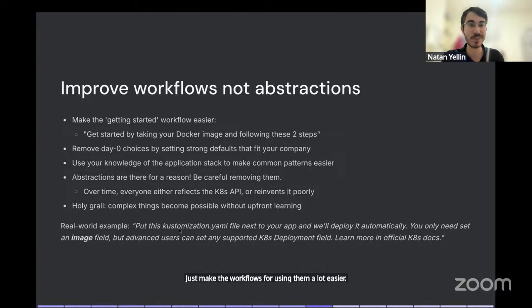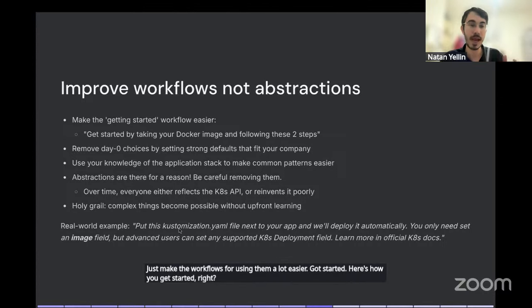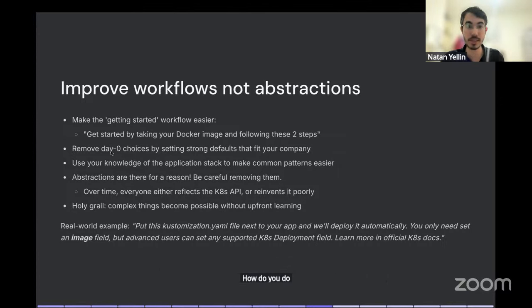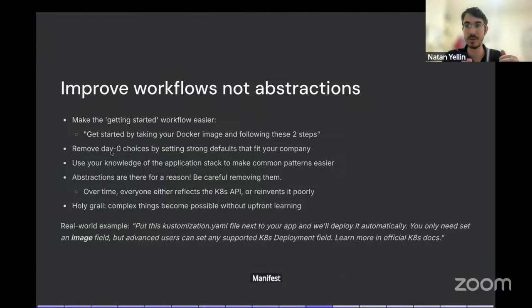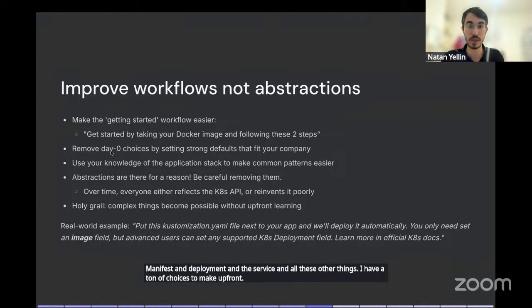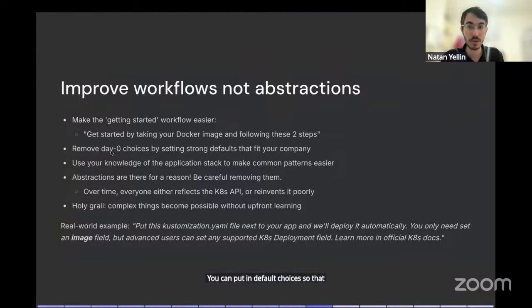Here's how you get started. How do you do that? You remove the day zero choices by setting really strong defaults that fit your company. When I get up and running and write a Kubernetes manifest, a deployment, a service, and all these other things, I have a ton of choices to make up front. You can put in default choices so that the choices people have to make are really, really simplified.